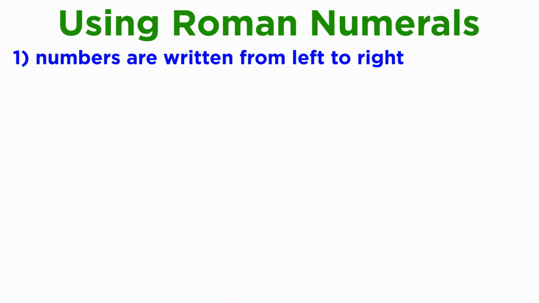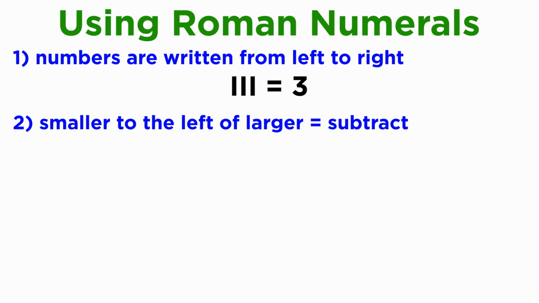Let's learn a few rules. Numbers were written from left to right. The first symbol, I, can be repeated up to 3 times, but not more. So, III equals 3. When a symbol is placed to the left of another symbol with a larger value, the one on the left must be subtracted. So, IX equals 9, because that is 1 less than 10.